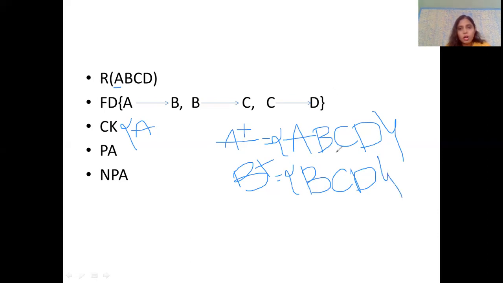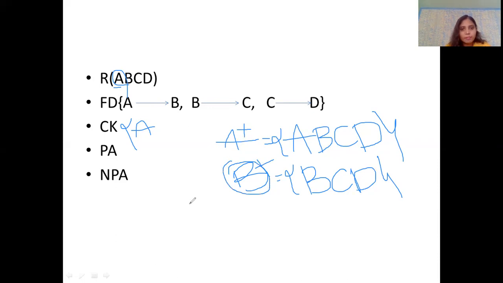Now I'll check whether I have got all the attributes that are there in the relation. I have got C, I have got B, I have got D. So in the relation, I have an extra attribute A which is not there in the list. So in my candidate key list, B will not be present. So B is not in my candidate key list.